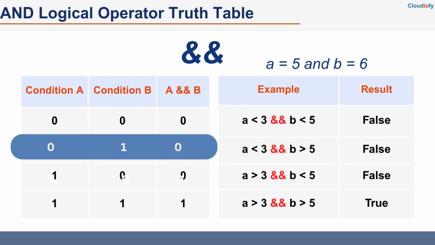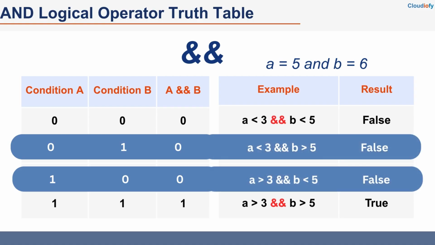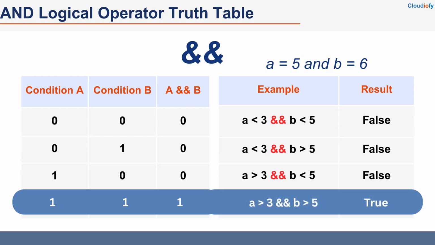Next, if only one condition is true, the result is still false. Like A is less than 3 and B is greater than 5. Here one condition is true but the result is still false. Next, when both conditions are true, the result is true, which means 1. Like A is greater than 3 and B is greater than 5, both are true, the final result is also true.